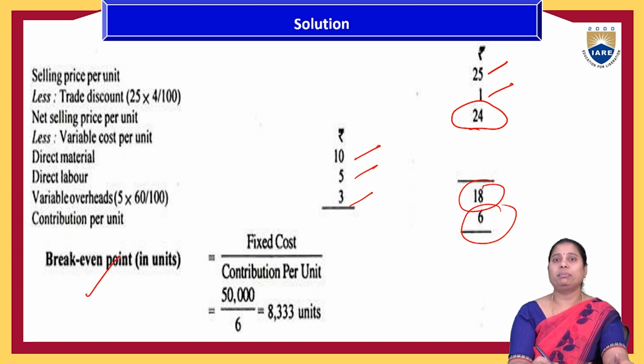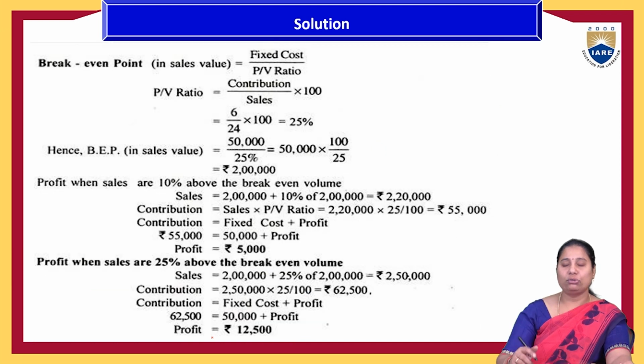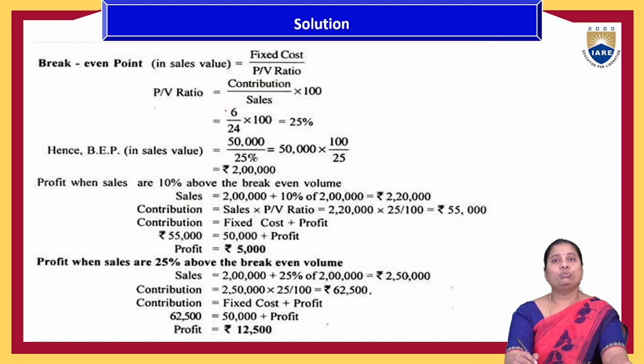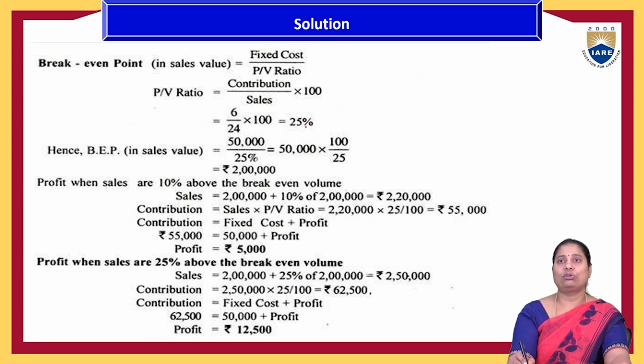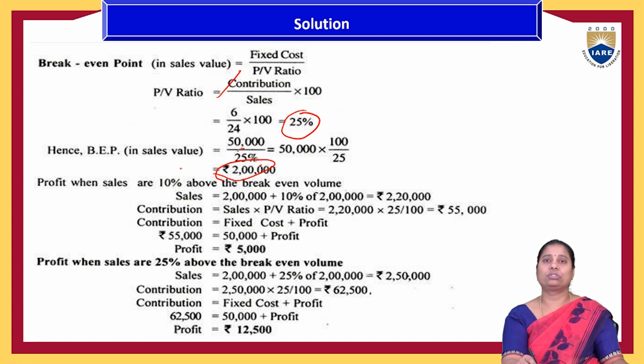So the break-even point to meet the fixed expenses of 50,000 is 8,333 units. And from this, we can calculate the P/V ratio as 25% by using the formula of contribution divided by sales into 100, and hence the BEP in sales can be calculated as 2 lakh rupees. That is 50,000 divided by 25%.